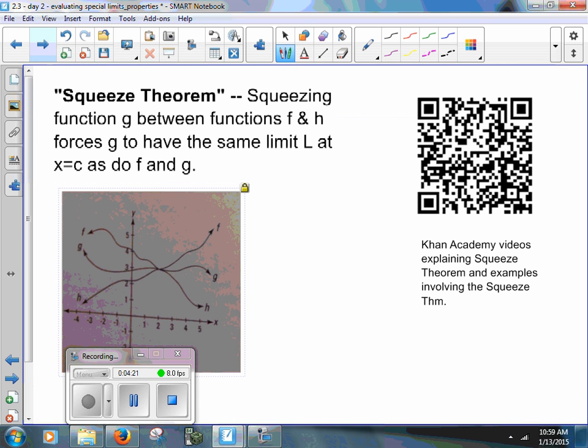Squeeze theorem, I told you, there it is. Go on Khan Academy, and I want you to learn. Just watch that video. It's just a short video. But squeezing function g between functions f and h forces g to have the same limit, L, whatever that value is, at x equals c as do f and h. It's something that we used, and it just warrants me having to say, you know what, it's in your notes, we've gone over it. Okay?